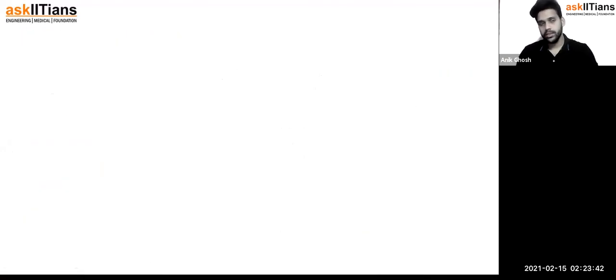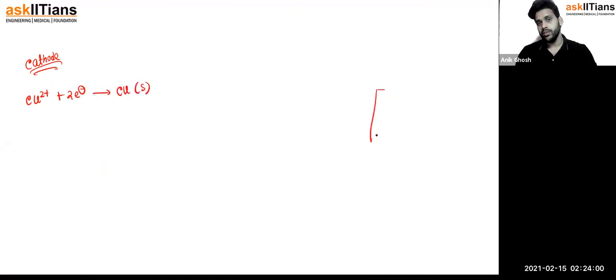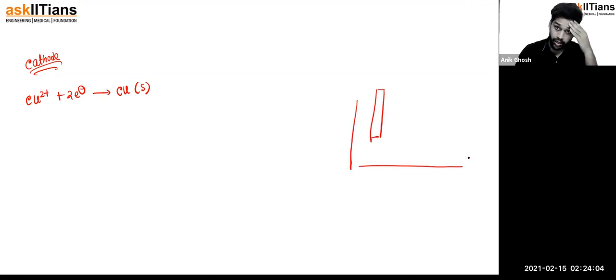So what happened is, in the cathode, the Cu2+ came and took up 2 electrons from the cathode to give you copper, which is deposited on the electrode. So if this is the cathode, the copper from the solution gets deposited.